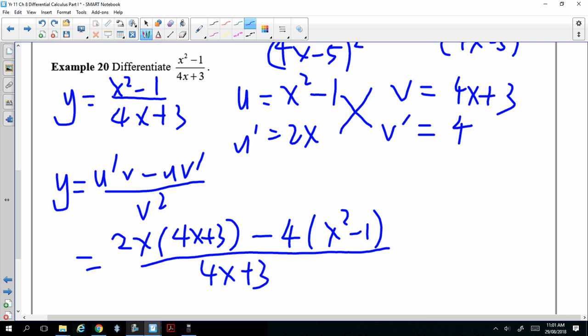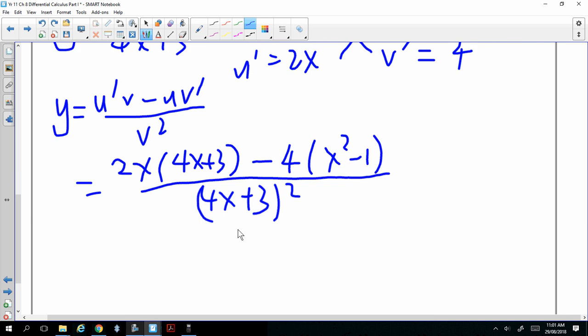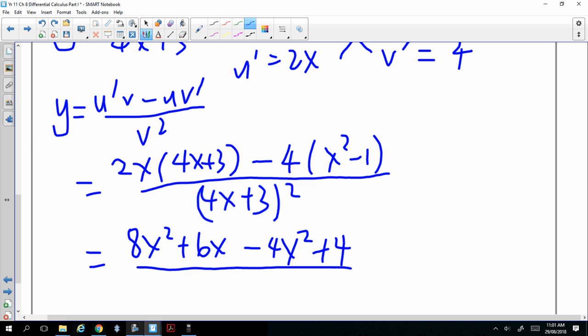Okay, good. Let's keep going. Yeah, it's v squared. Just be careful, it's not v dash squared. What do you get? You get 8x squared plus 6x minus 4x squared plus 4. Be careful, plus 4. And any like terms? What do you get? You get 4x squared plus 6x.